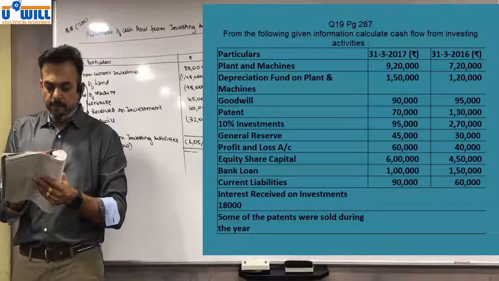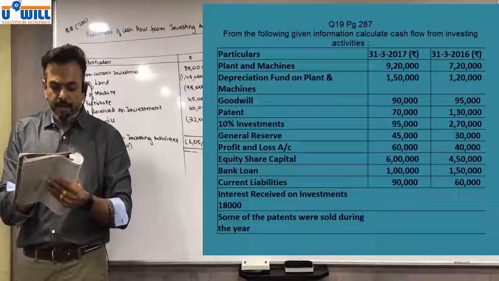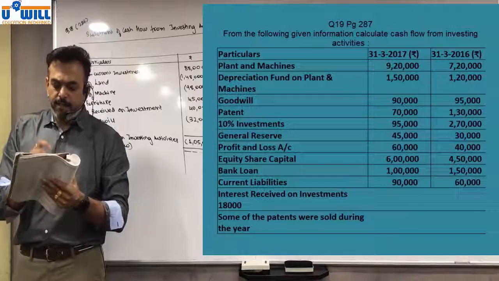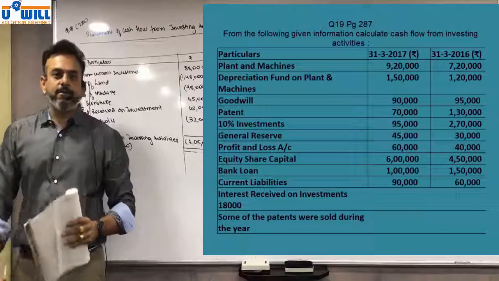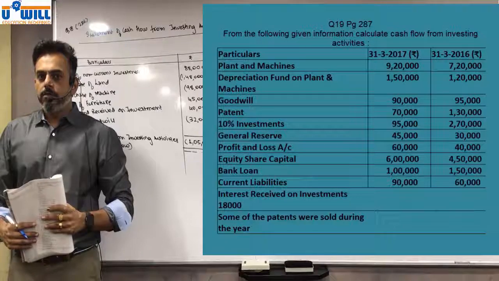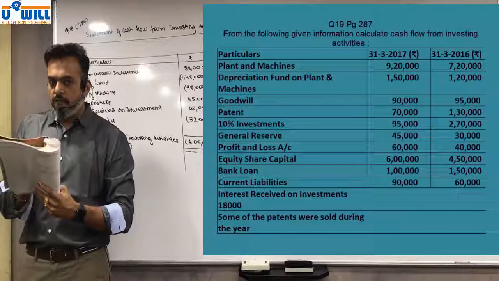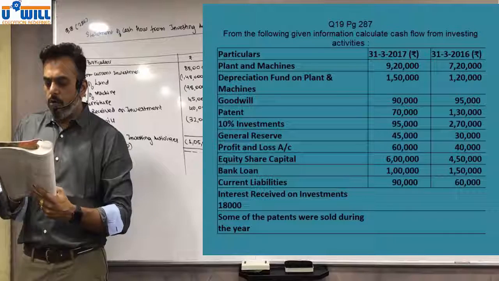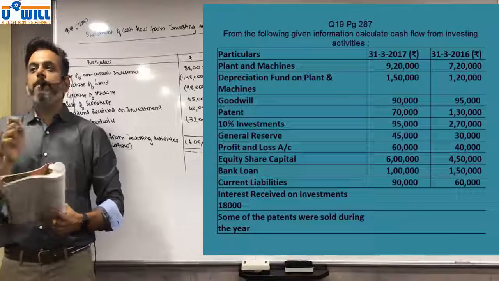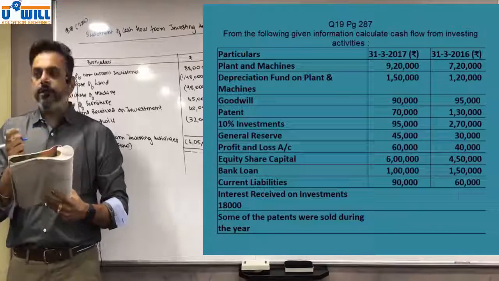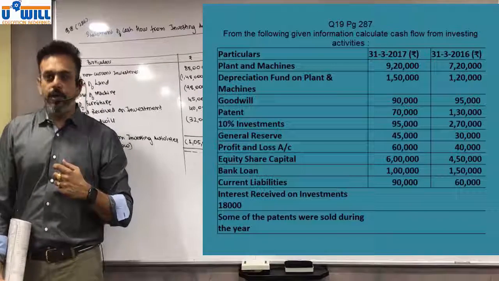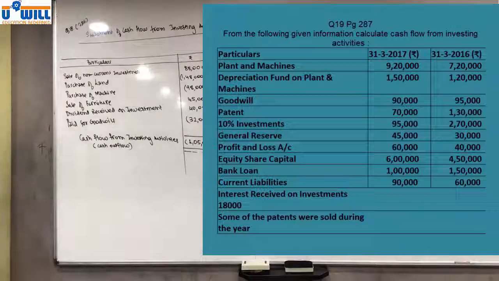General reserve cancel, profit and loss cancel, equity share capital cancel, bank loan cancel, current liability cancel. Interest received on investments, positive or negative? Positive. Then some patents were sold during the year. Already given, the patent that went from 130 to 70 was not patent written off. It was patent which was sold. Got it, all of you? Understood this? Okay, let's do it.